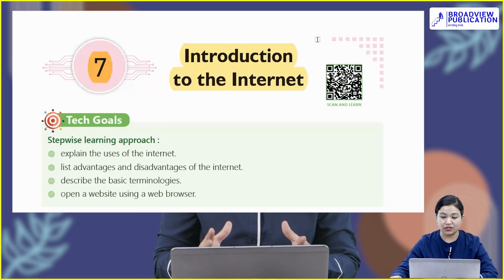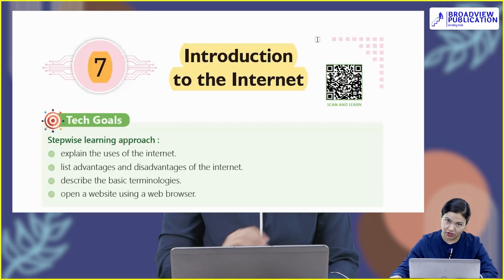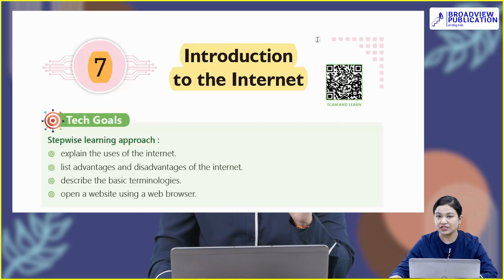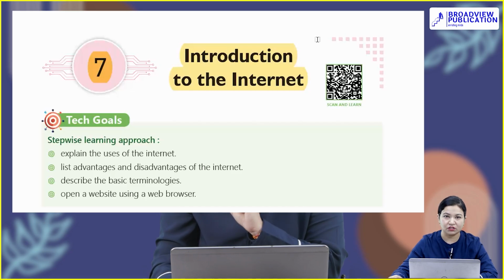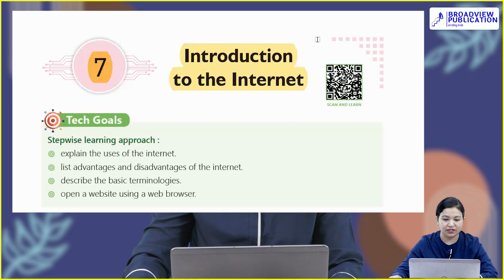So tell me children, what do you mean by computer? What is computer and how does computer work? Why is computer so important for us? So we are going to find out about this in our very first chapter. So let's start the chapter.